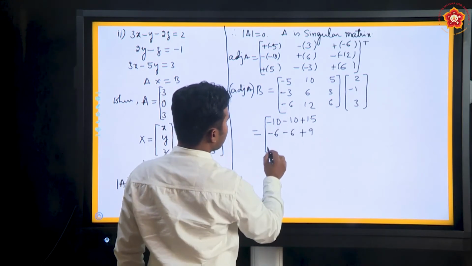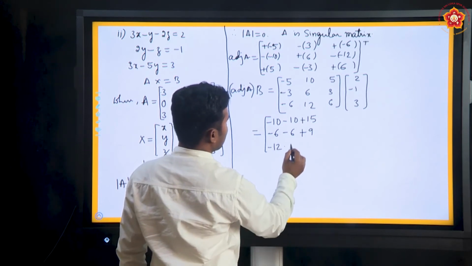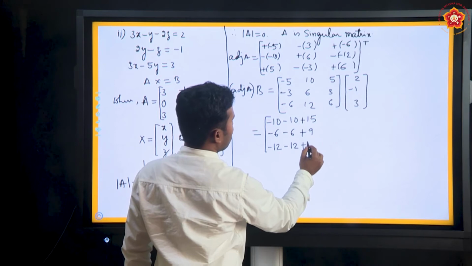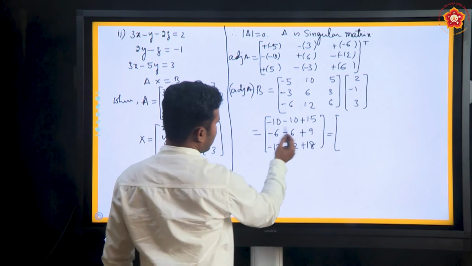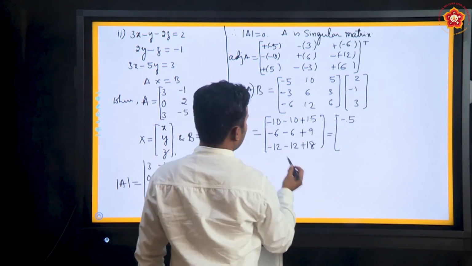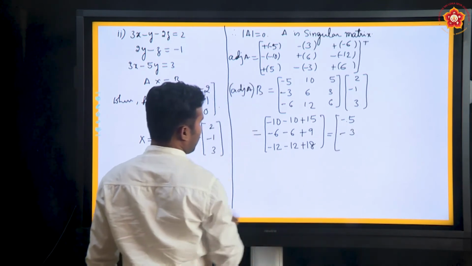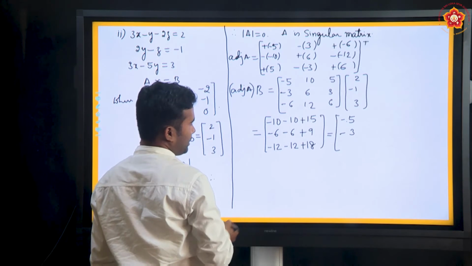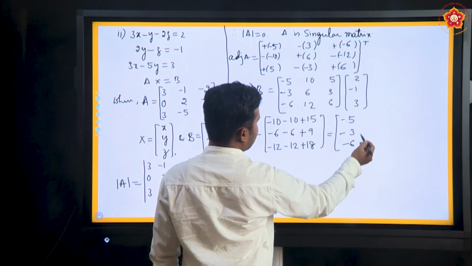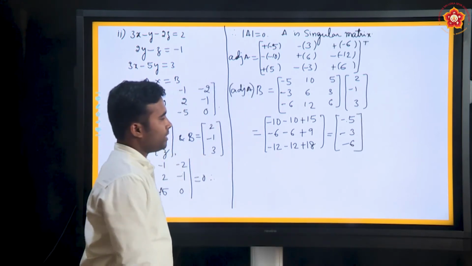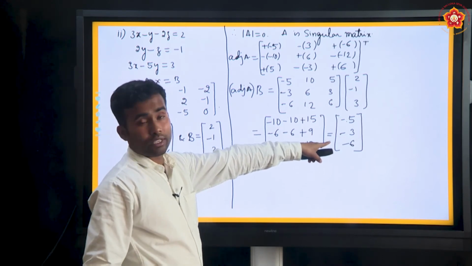Next, minus 12, 6 3s are plus 18. So this is equal to, so minus 20 plus 15 is minus 5, minus 12 plus 9 is 3, minus 3. So now minus 24 plus 18 is minus 6. See, adjoint A into B is not equal to 0. Not equal to 0 in the sense it is not equal to a 0 matrix.